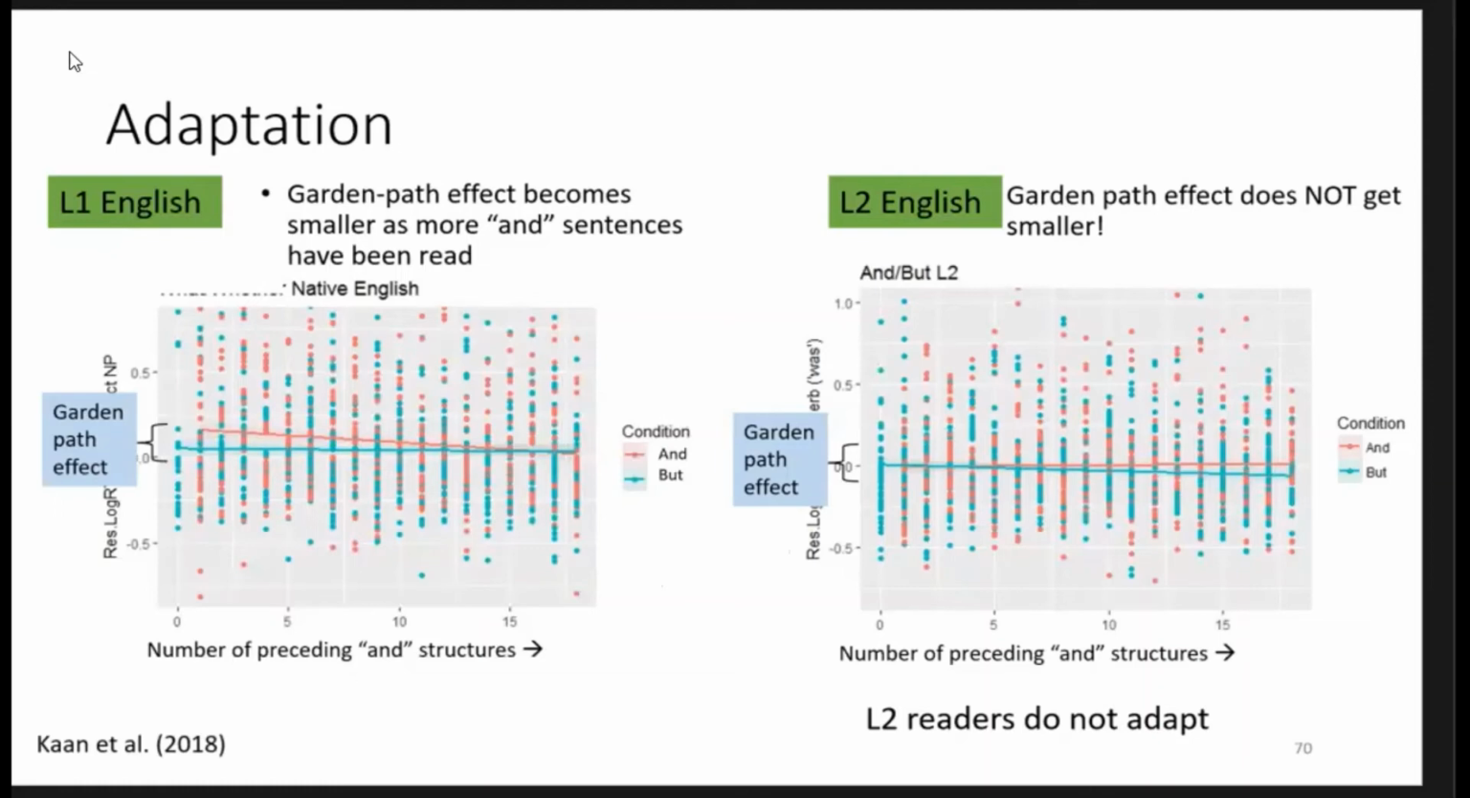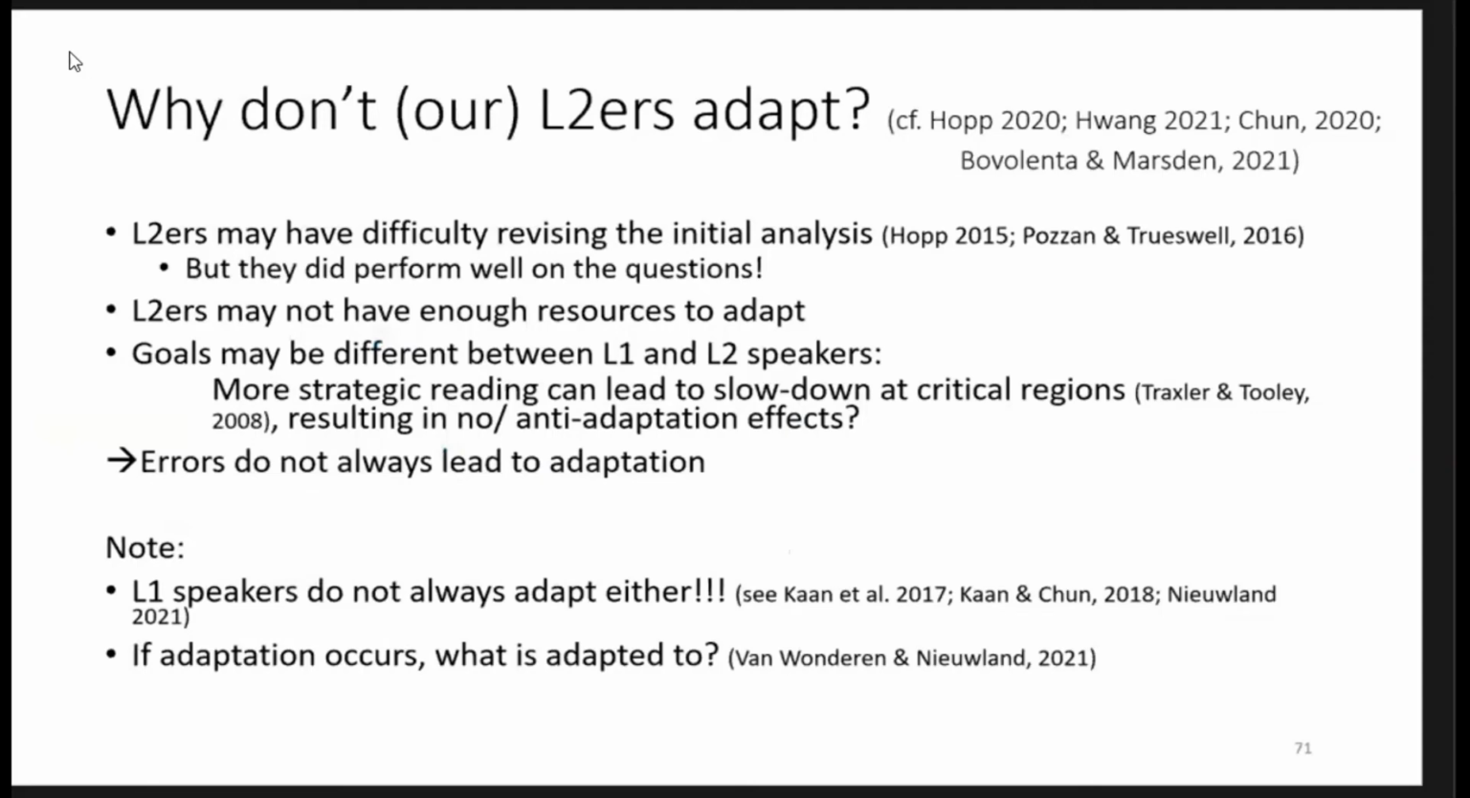Okay, so why am I telling you all this? The main issue is actually where the arrow is, that errors do not always lead to adaptation. So these garden path effects you can interpret as errors. You don't see any adaptation of the processing there.